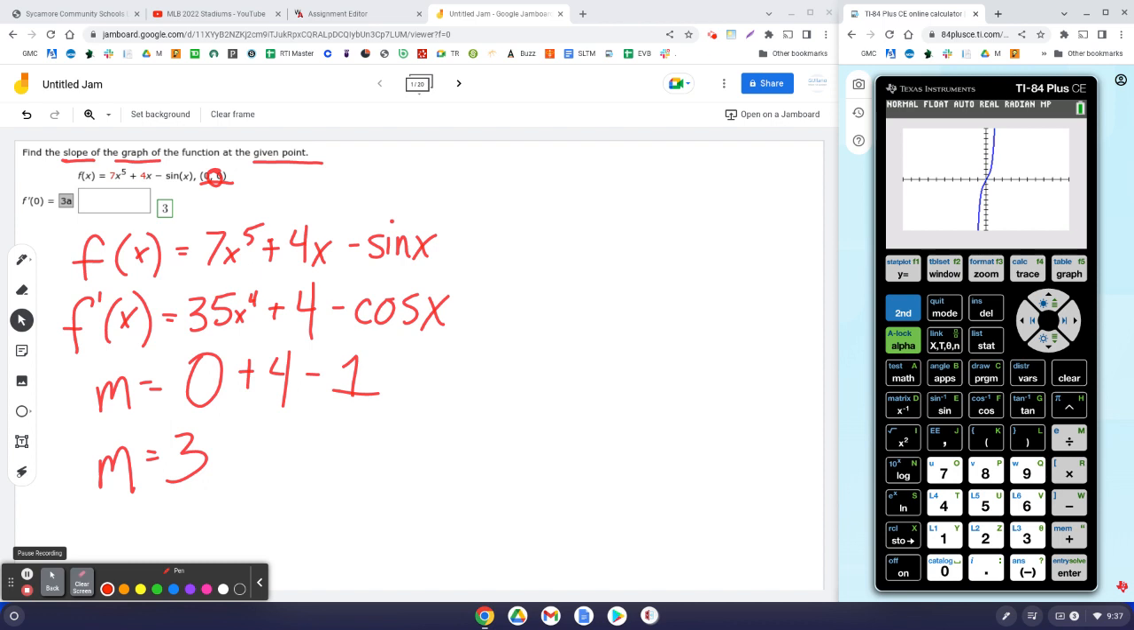I don't know. I can't draw on this right now for some reason. Let me try. Yeah, I can't draw on this one. But the slope at 0 has a slope of 3, the tangent line. Does that make sense? So it looks like we got this right.